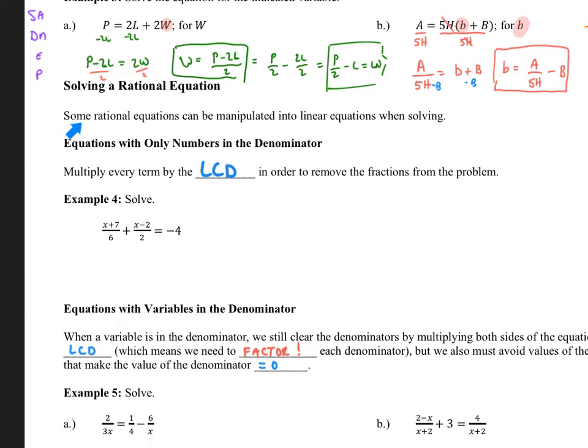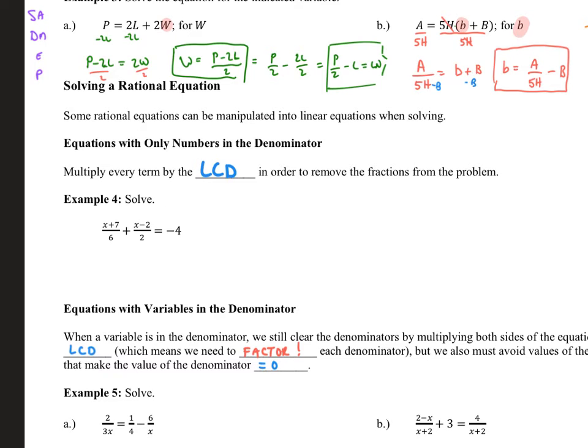Our idea here is that we can manipulate this into a linear equation when we're solving. Basically, we're going to take this equation and mess with it so that it ends up looking more like a normal linear equation. What makes a rational equation a rational equation is that it has fractions, and fractions are all about their denominators. If those weren't there, they wouldn't be fractions anymore. So if I don't want them to be rational anymore, I want to get rid of the fractions, I want to get rid of the denominators.